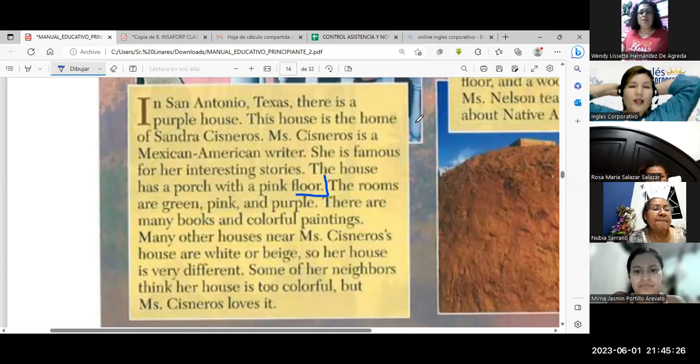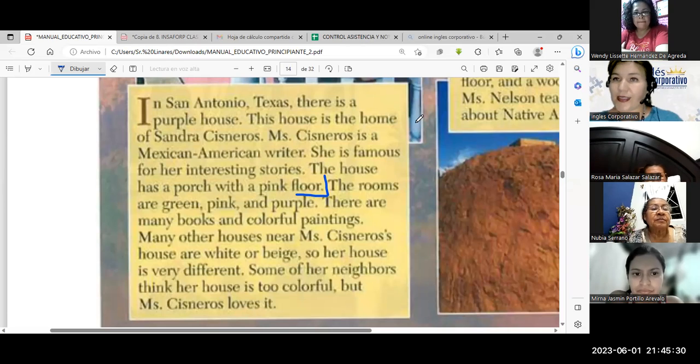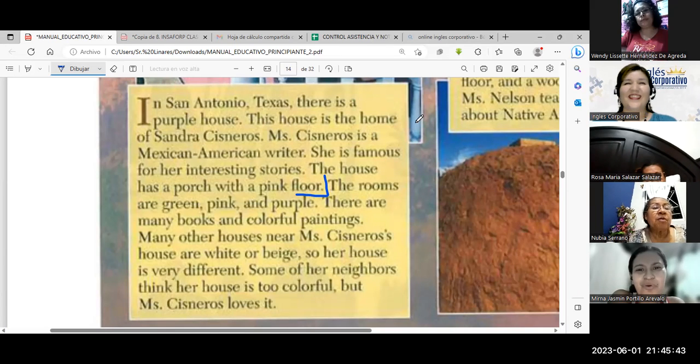Okay, very good job. So in this one, we have in San Antonio, Texas, there is a purple house. Purple. Say purple.